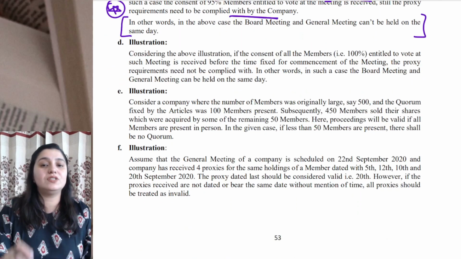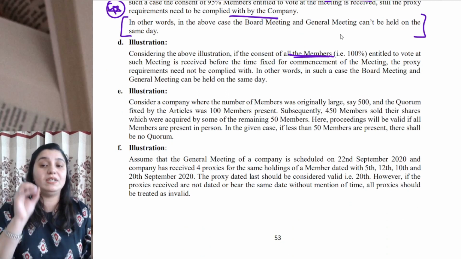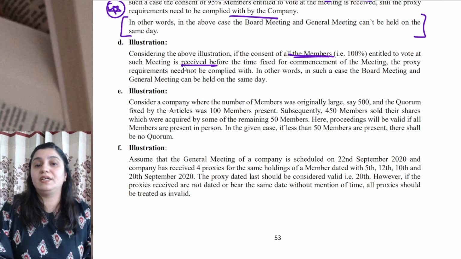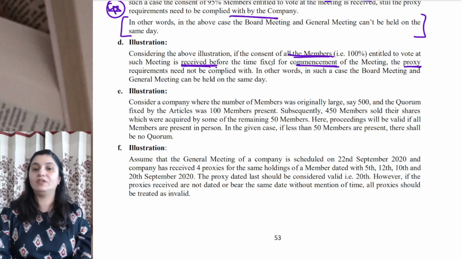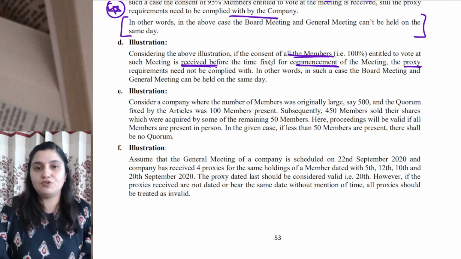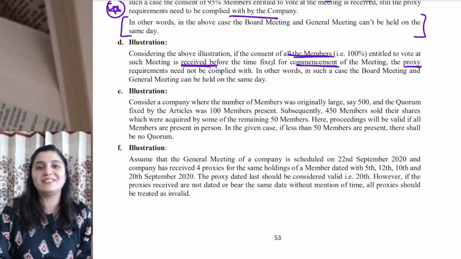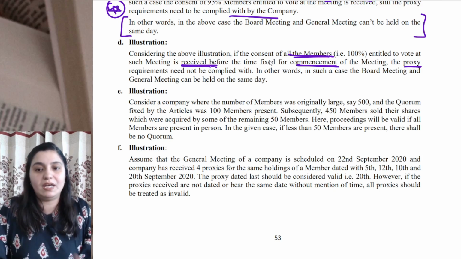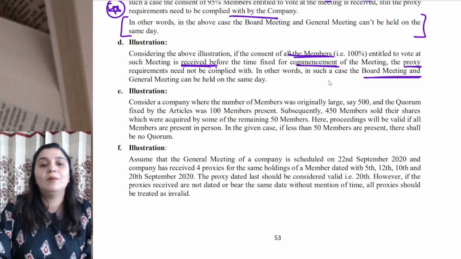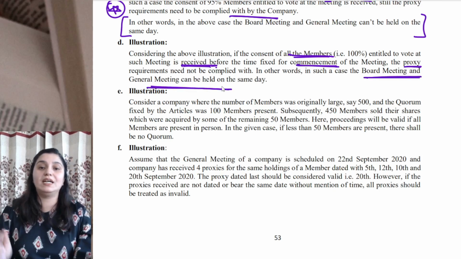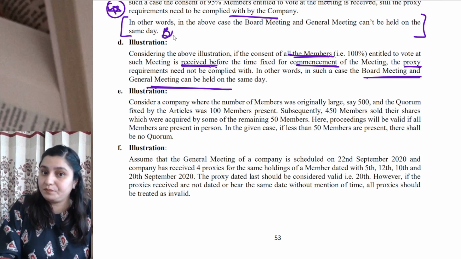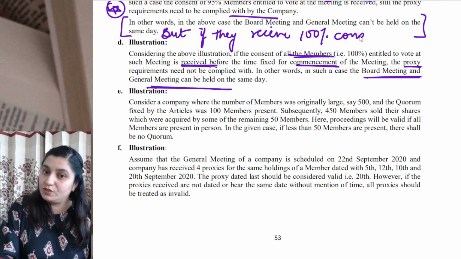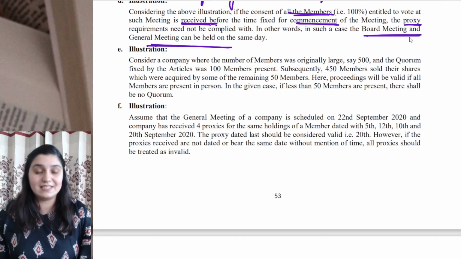Moving to next illustration, considering the above illustrations, if the consent of all the members, that means 100% members entitled to vote at such meeting is received before the time for commencement of the meeting, the proxy रिक्वायरमेंट्स नीड नॉट बी कंप्लाइड विद. अब क्या होता है, अगर 100% जो ऊपर हमने जो बोला 95% की कॉन्सेंट आ गई, यही अगर 100% कॉन्सेंट आ जाए तो फिर प्रॉक्सी की जरूरत नहीं है, बिकॉज अगर 100% मेंबर्स मान रहे हैं कि हाँ भाई ठीक है, हम सबको कोई प्रॉब्लम नहीं है, तो उस केस में कोई दिक्कत नहीं है. इन अदर वर्ड्स, इन सच अ केस बोर्ड मीटिंग एंड जनरल मीटिंग कैन बी हेल्ड ऑन द सेम डे. बेसिकली जनरली दे आर सेइंग दे कांट बी हेल्ड, बट if they receive 100% consent of the members, then it can be held. Yes, it can be held.